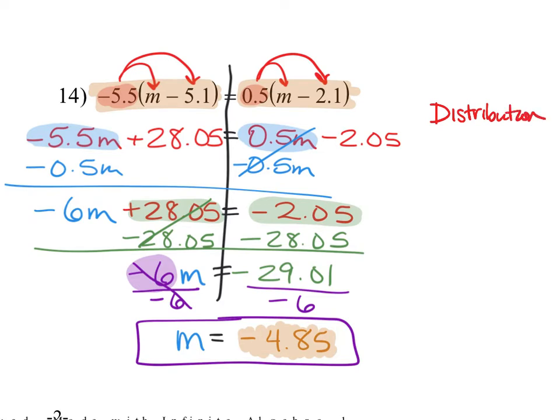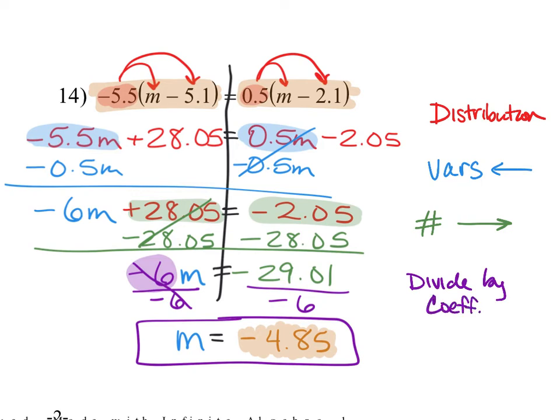Okay, the next step is we moved all the variables to the left side using inverse operations and combining like terms. Then we moved all the straight up numbers, all the constants, to the right side. Then we divided by the coefficient of x, or m. So the number in front of the letter you're going to divide by, and then you arrive at your solution. Okay, so that's one way that you could solve this equation.